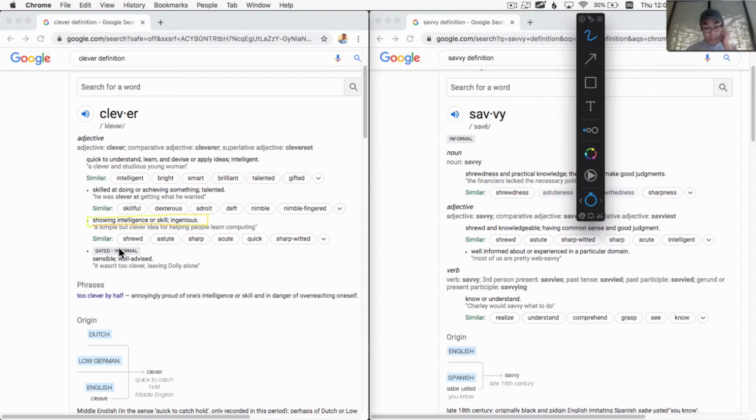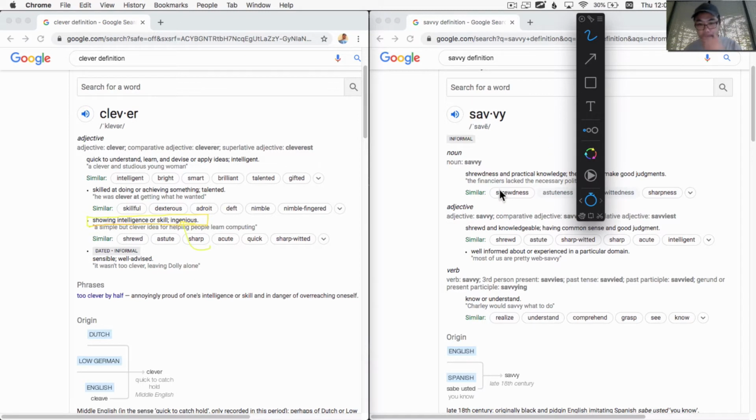Clever, what I mean by clever in this talk is showing intelligence or skill, ingenious. Like you're sort of showing off the ability of your mind. You're doing something super difficult. It's sort of like the equivalent of lifting a lot of weight at the gym to show off your physical prowess. It could be used to mean like you're showing off your mental prowess, perhaps.